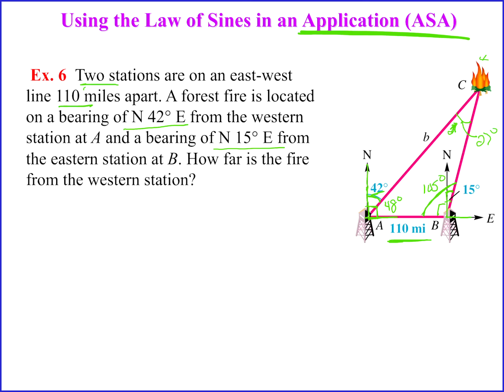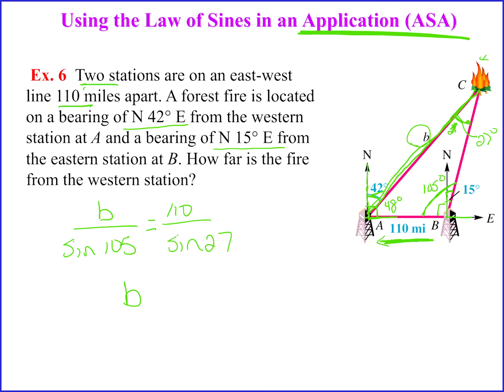It wants to know how far the fire is from the western station. Well, if I think about A and B, A is on the west side, so I want this line right here from station A to station C. To do that, we can set up a proportion because I know I need B, and it's across from the angle that's 105 degrees. Then my only side it gave me is this 110, and I know that it's across from our angle up here that we found of 27.